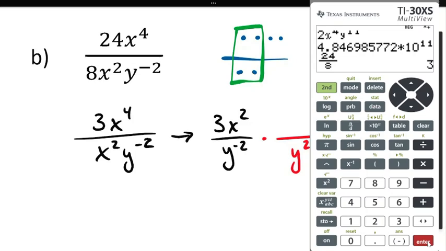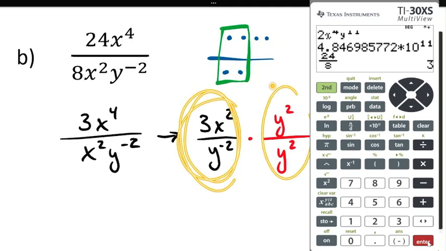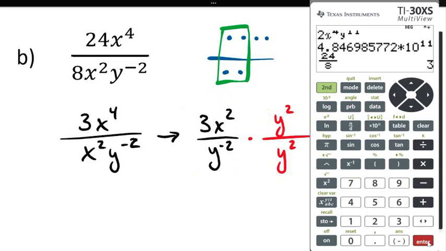And in order to keep this expression equal to itself, I'm going to multiply by y to the second up top as well. So you can see this expression is not changing its value because all I'm doing is multiplying by the number 1. The reason I picked this particular number 1 is because I want this negative exponent to go away. Now, when I multiply y to the negative second times y to the positive second, that's y to the 0 power, which means I have no factors of y.